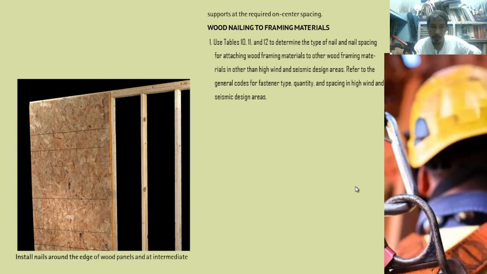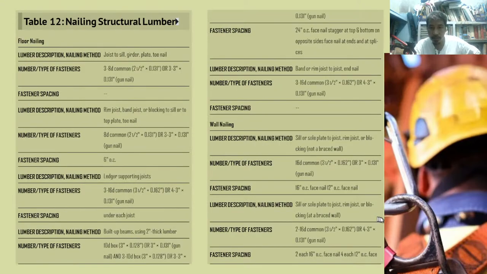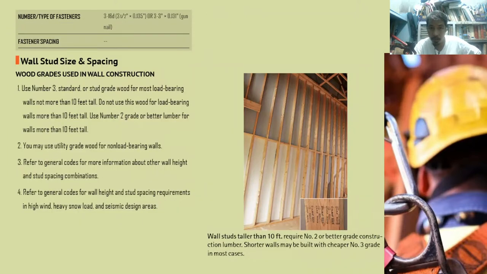We do not have to look at it very technically. So you can just look up the table. Wall stud size and spacing. So there are requirements for these wall studs. These are the studs and spacing, the distance. So wall studs taller than 10 feet require number 2 or better grade construction lumber. So shorter walls may be built with cheaper number 3 grade.